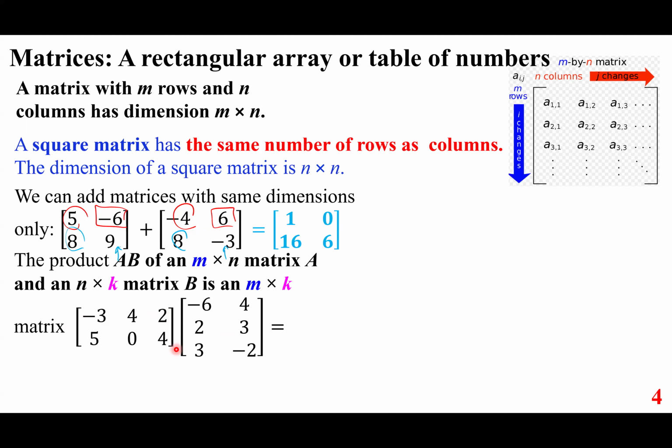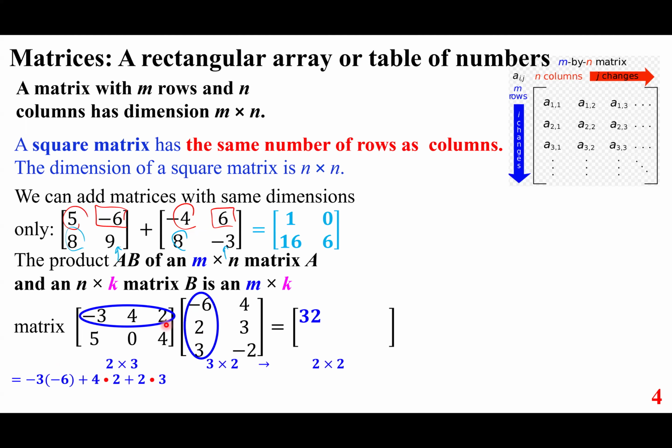As you can see, this is 2 by 3, and this is 3 by 2. The result would be 2 by 2. How do we multiply? We multiply this row by this column, my apologies. So negative 3 times negative 6, 4 times positive 2, 2 times 3. Add them up. This is 18, this is 8, this is 6. They add up to 32.